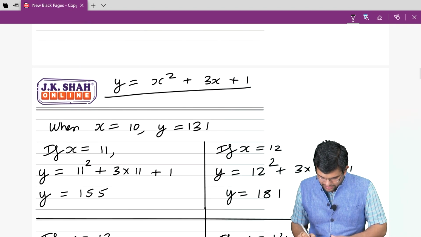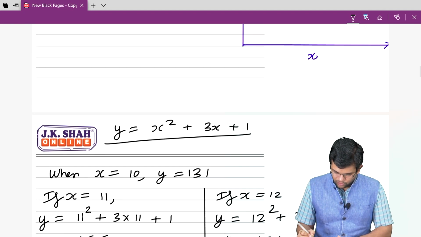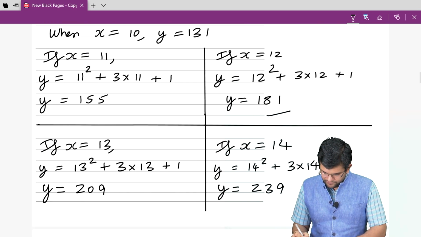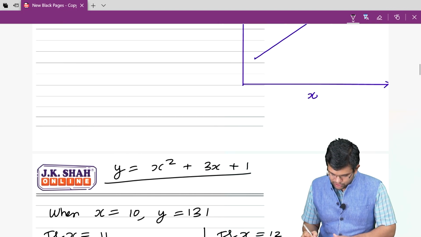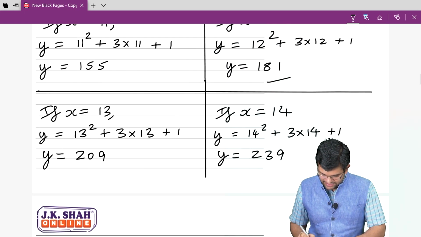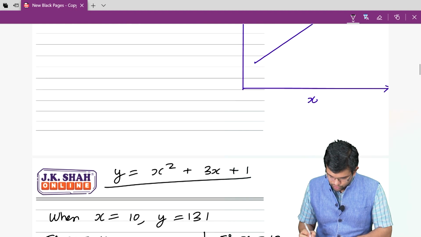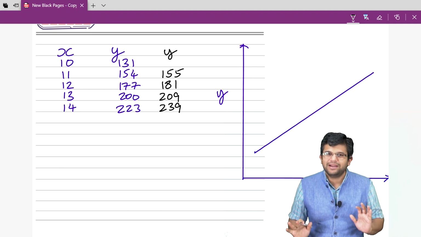Let's move ahead. When x is 12, y actually should be 181. Okay, so I'll write down here 181. Next children, when x is 13, y actually should be 209, correct? So I'll write down here 209. And when x is 14, y actually should be 239. Everybody clear till here?